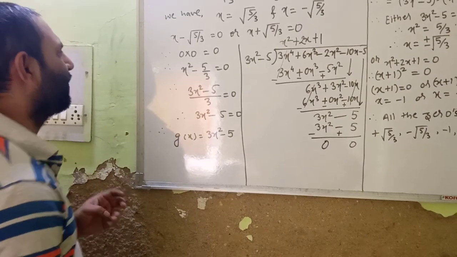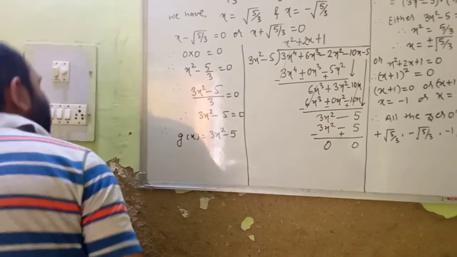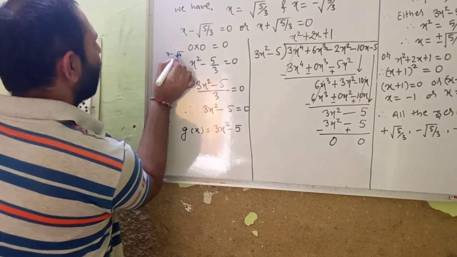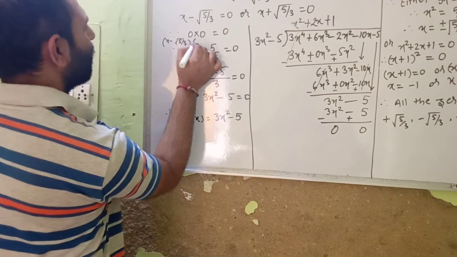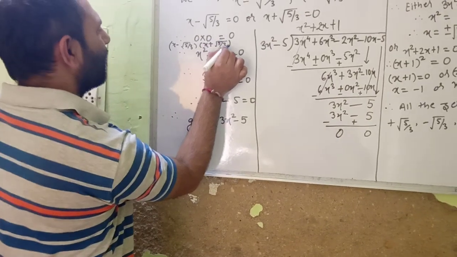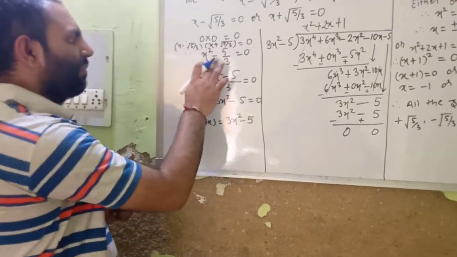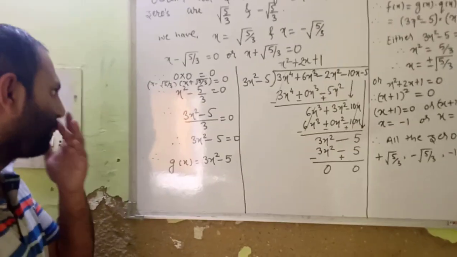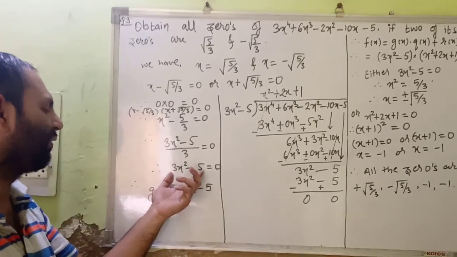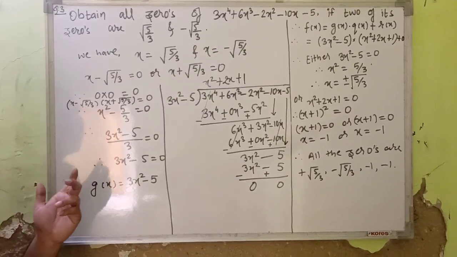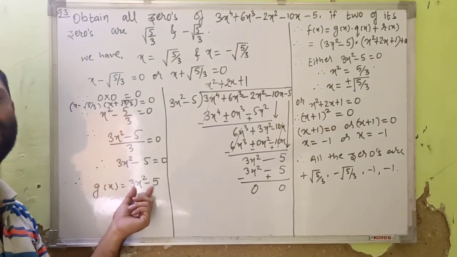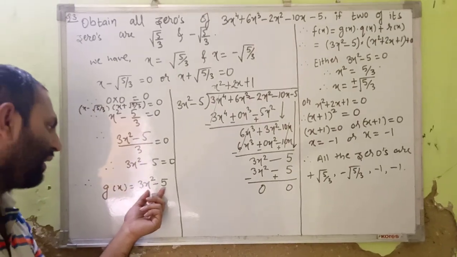So what I have actually done over here is this step. I have written here x minus root of 5 by 3 into x plus root of 5 by 3 is equal to 0. That is x square minus 5 by 3 is equal to 0. Take the LCM, you will get the result as 3x square minus 5 is equal to 0. Instead of dividing it individually, I am now dividing with this 3x square minus 5. That is my g of x, 3x square minus 5.